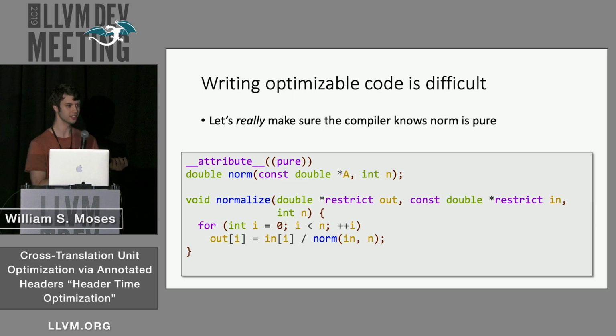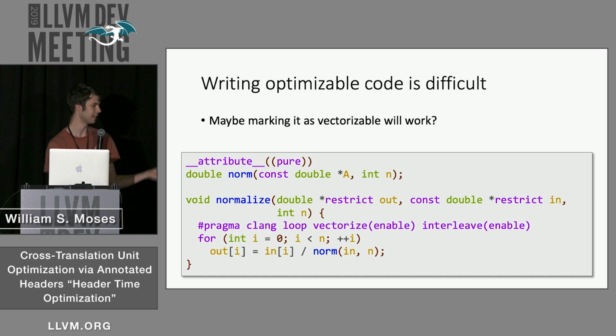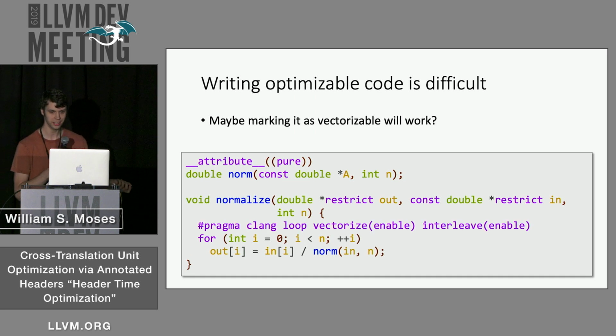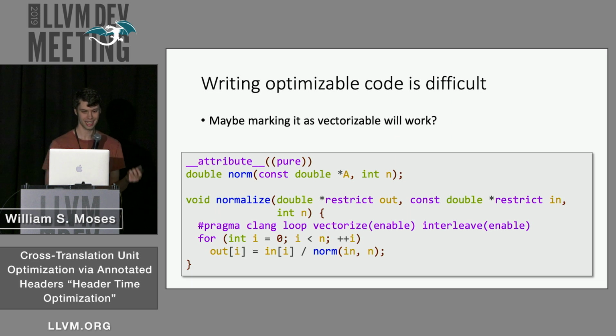Unfortunately, this still doesn't work because pure means that it's constant with respect to the memory that comes in. It could still read global memory, and if that global aliases with the output, then that might lead to some inconsistency. So what if we mark that we can vectorize it, we can interleave it? This last time, again, it still doesn't actually work. So the point behind this is that being able to properly do this is actually quite hard.